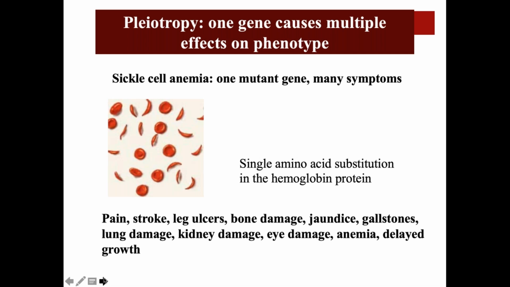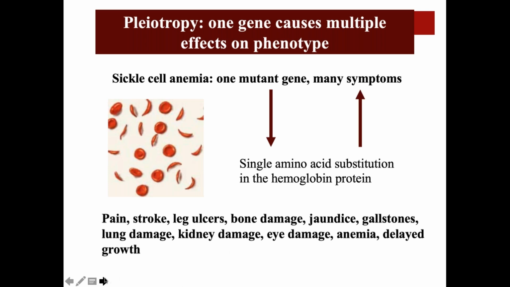Pleiotropy is a single disease with different manifestations in different organs. So a single amino acid substitution happened in the hemoglobin protein, only one protein was altered, but this child got pain, someone got a stroke, someone got leg ulcers, someone got all three, someone got jaundice, someone got gallstones, someone's kidney was damaged, somebody had lung damage. So one single mutant gene, one substitution, and so many manifestations. So this is called pleiotropy.